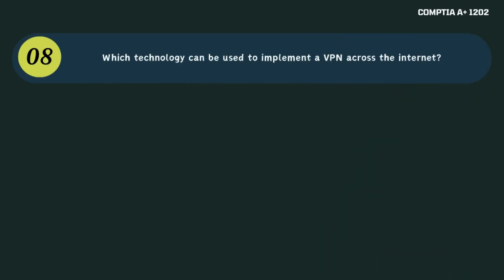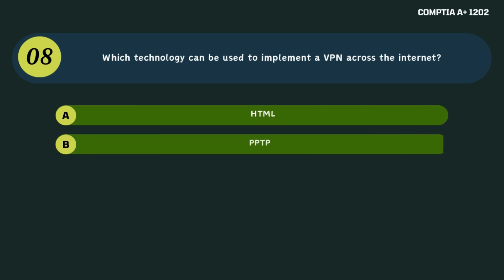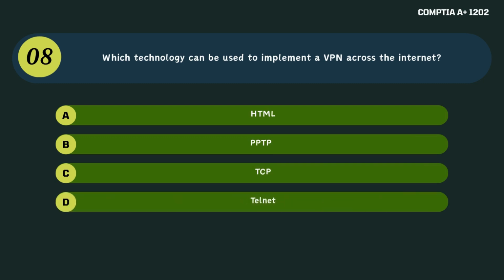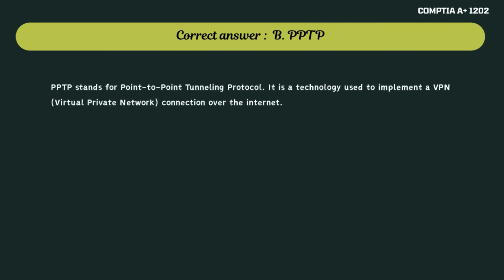Question 8. Which technology can be used to implement a VPN across the Internet? A. HTML. B. PPTP. C. TCP. D. Telnet. Correct answer. B. PPTP. PPTP stands for Point-to-Point Tunneling Protocol. It is a technology used to implement a VPN, virtual private network, connection over the Internet.